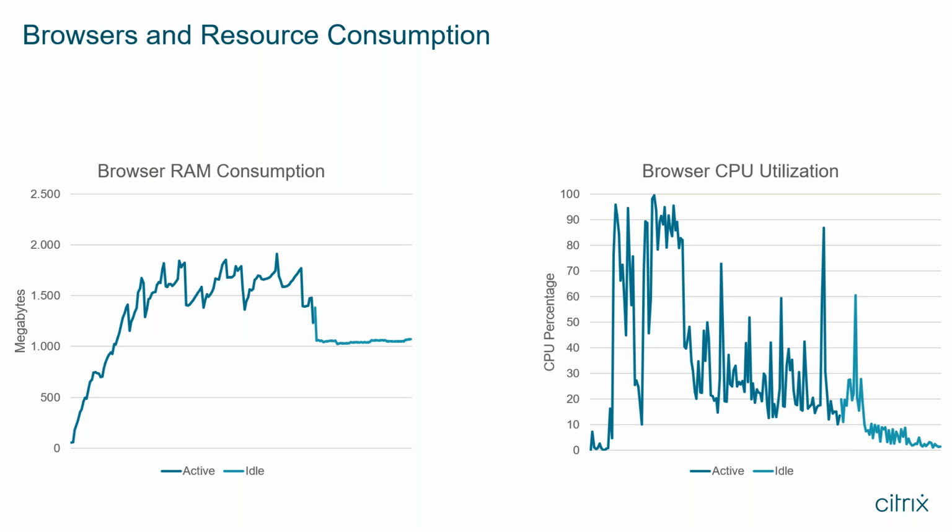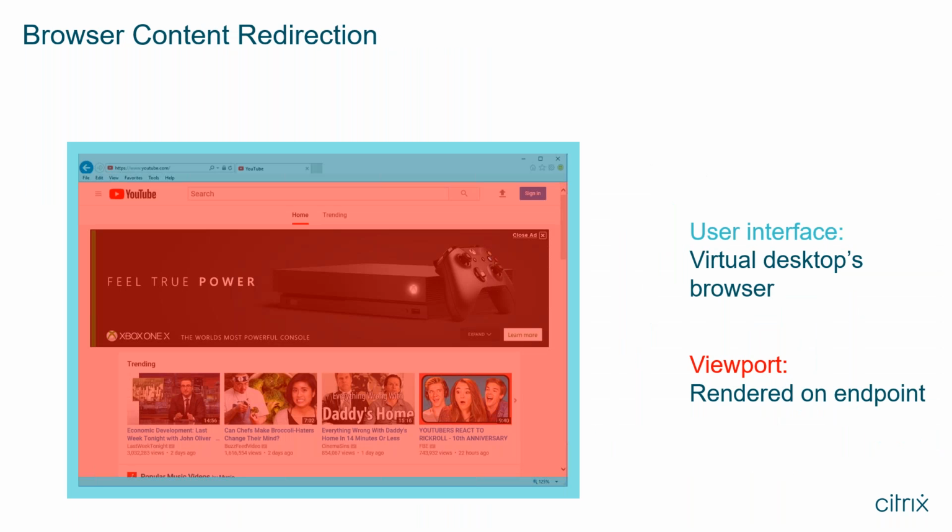So what happens with browser content redirection is that the browser is split into two areas. You have the browser frame, which is the user interface, which is still running in the virtual desktop in the VDA like you know it. And you have the viewport area. And this viewport area is switched back to the local device. So for the user, it's totally transparent, but at the end, it's just an overlay over the browser inside the virtual desktop. So the virtual desktop itself just shows it like it should look.